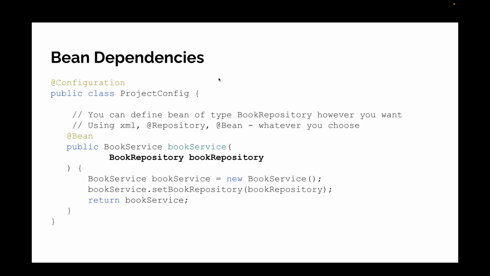Whenever we have a method which is annotated with bean, we can just pass the parameter. Like here we have a parameter called book repository of type book repository. So any bean of book repository which is available in Spring IoC container will be injected to this method. Now this doesn't care how we create a bean of type book repository, whether we create it using XML, using stereotype annotation, or using bean method itself, that will be passed to this method.